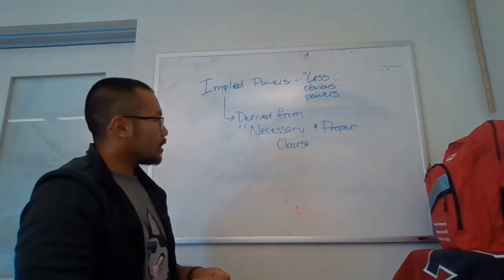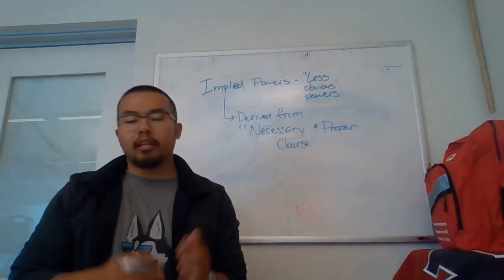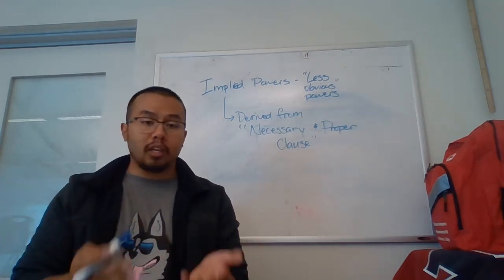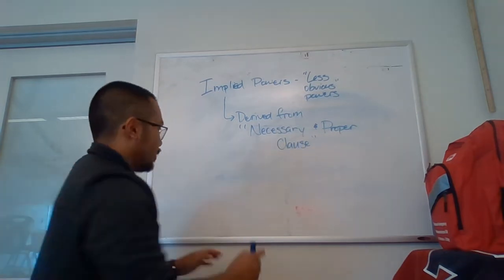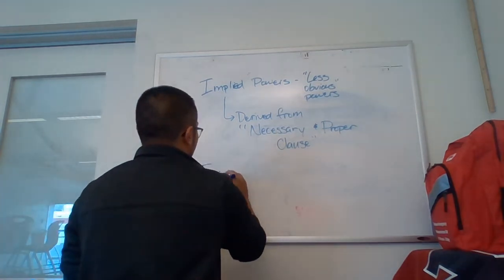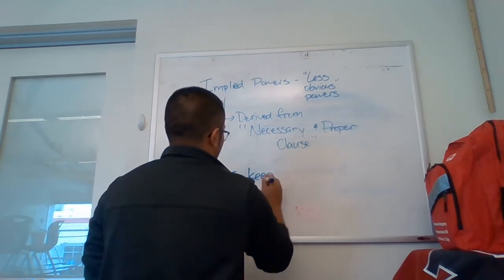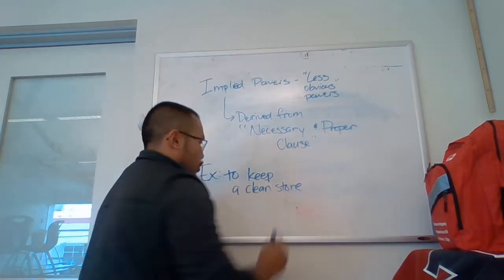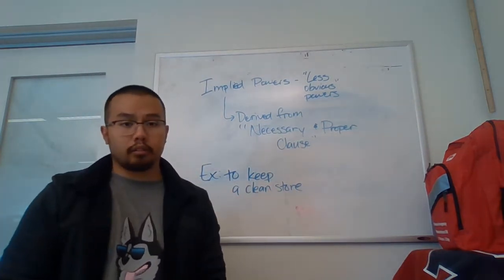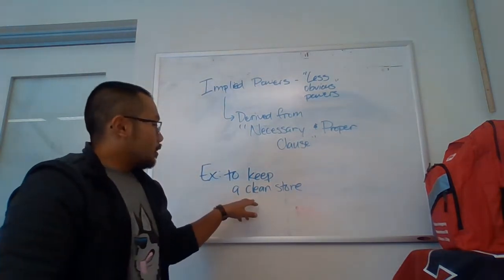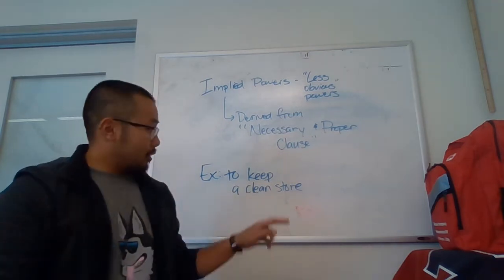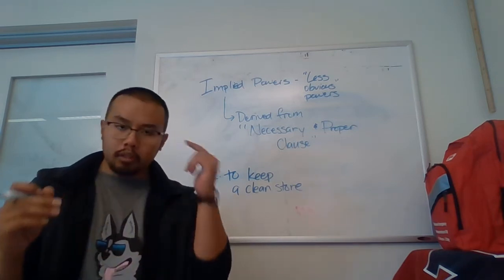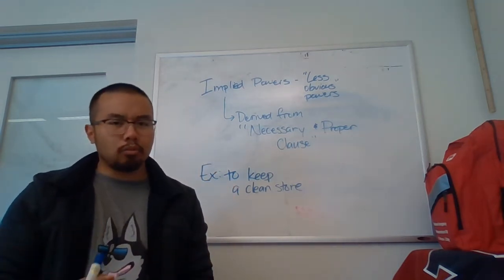Okay, I'll give you another example. Okay, let's say, for example, I gave you a job, and the job was to keep a clean store, right? Okay. That was your job, and I put it in a contract, right? Those are, so to speak, your enumerated, right, duties. Okay. Now, the next question that might come in your mind is, how do you want me to do that, right?